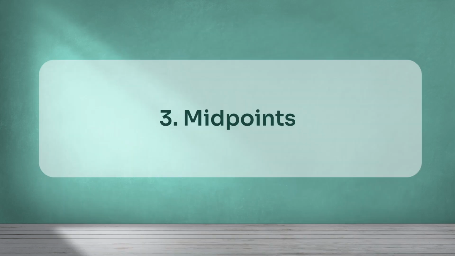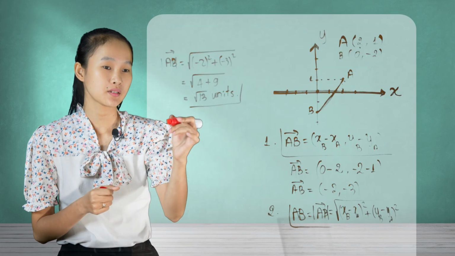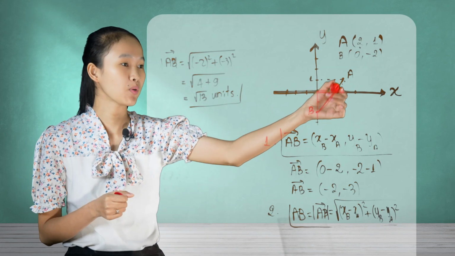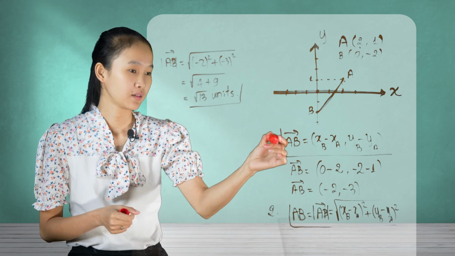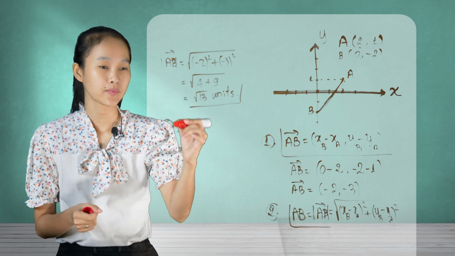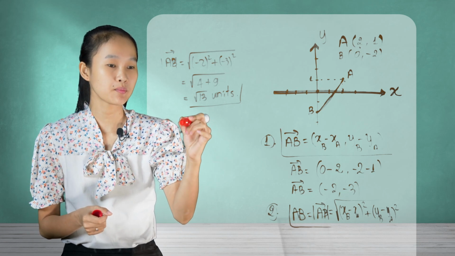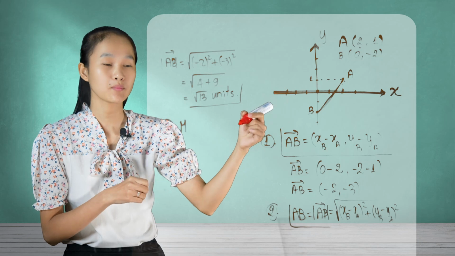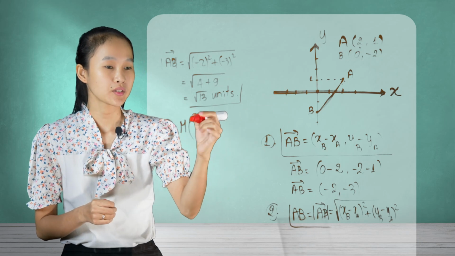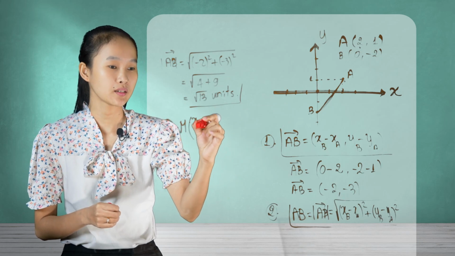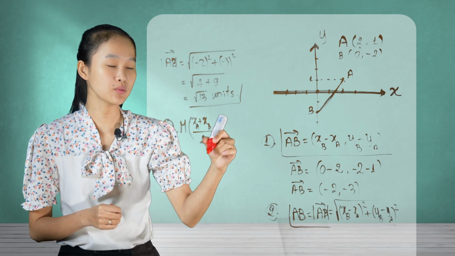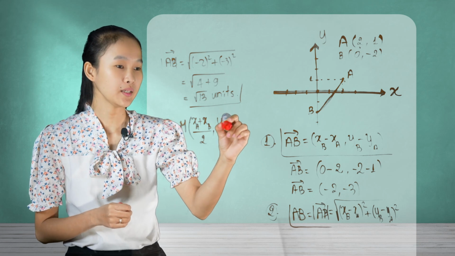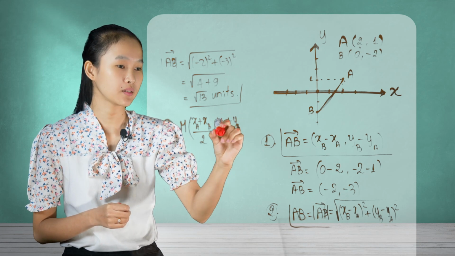And let's take a look at part 3, which is about midpoints. If you want to find the midpoint of A and B, let's take a look at the formula. Midpoint is the middle point of point A and point B. In order to find the midpoint, you have to take (xa plus xb) divided by 2, (ya plus yb) divided by 2.